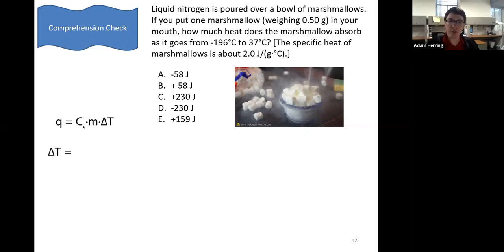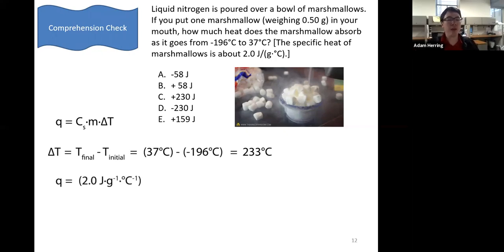So the change in temperature we can find by taking the difference between the final and initial states. And remember, because we're taking a change in temperature, and the change of 1 degree Celsius is the same as 1 degree Kelvin, we don't need to convert to Kelvin. That means our total change in temperature is 233 degrees. So we can solve for the heat by multiplying the specific heat of marshmallows times the mass times the change in temperature. That gets us approximately 230 joules.